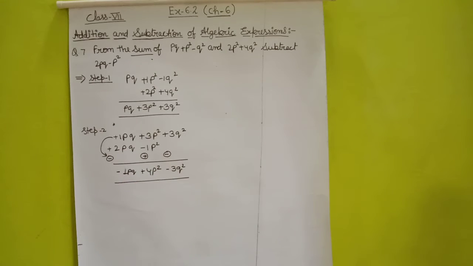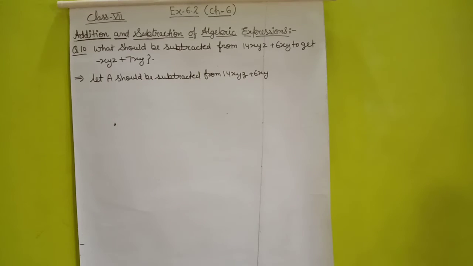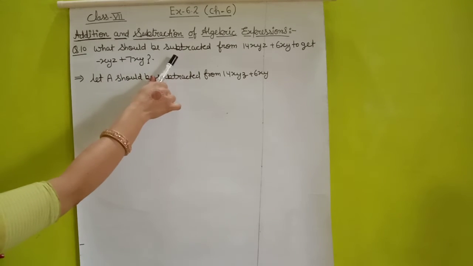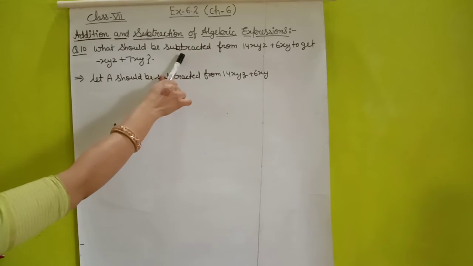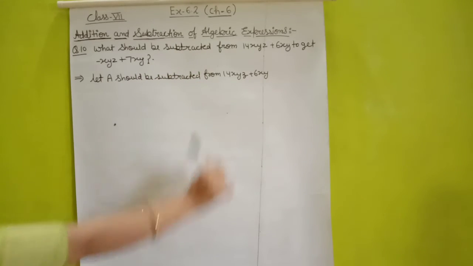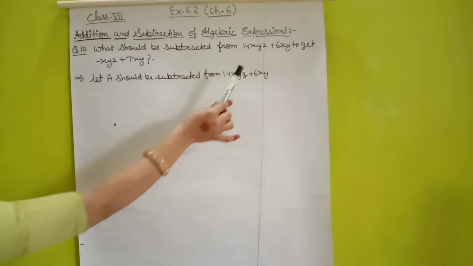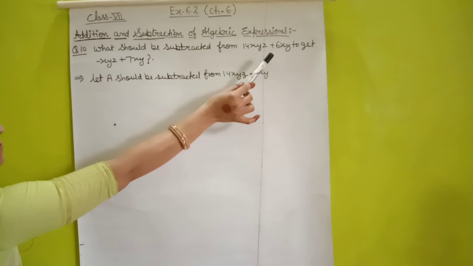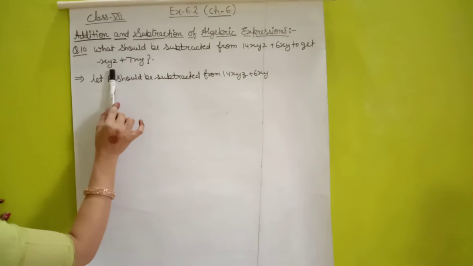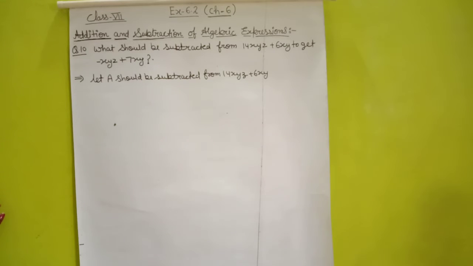So students, this was your complete question number 7. After question number 7, students, question number 10: what should be subtracted from 14xyz plus 6xy to get minus xyz plus 7xy?